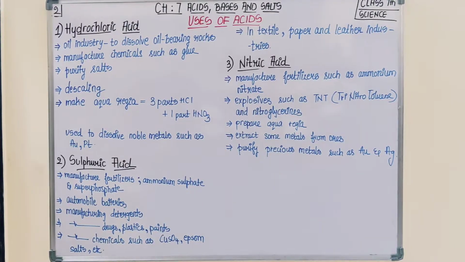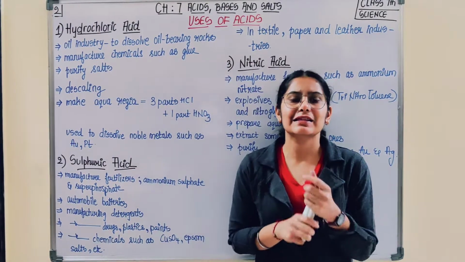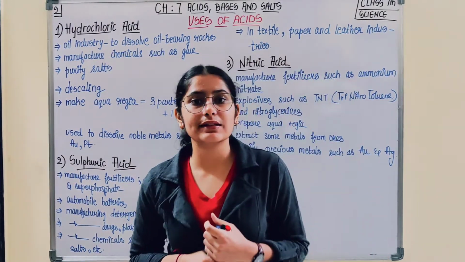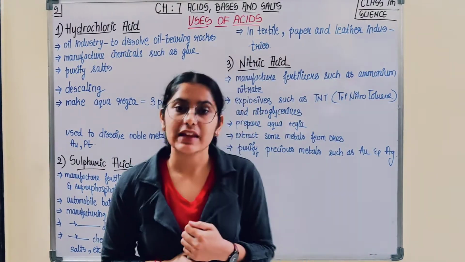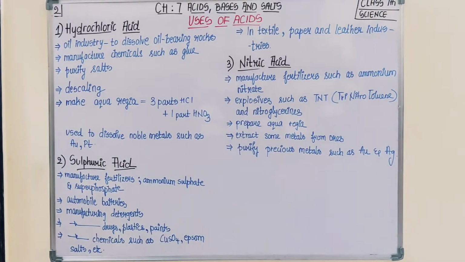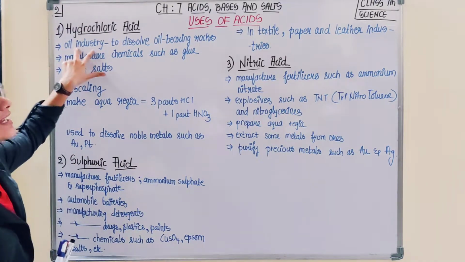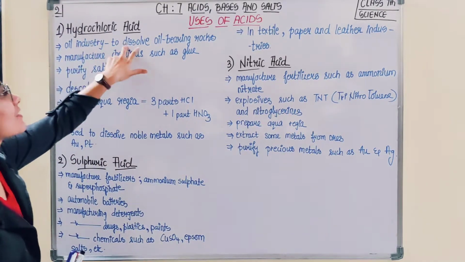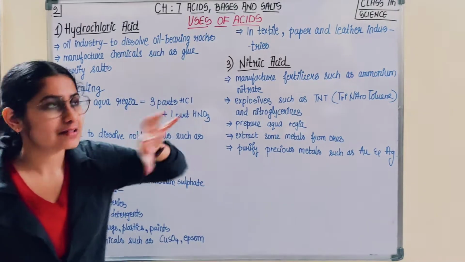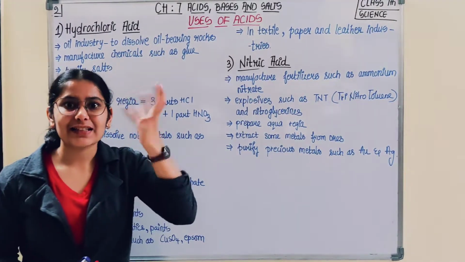So acids, there is not much to discuss in this, but there are certain new things that you should know and understand, and you have to remember and recall the uses of different acids. Like if we start with hydrochloric acid. So it is used in oil industry to dissolve oil bearing rocks. That means the rocks which are bearing oil present inside the rock.